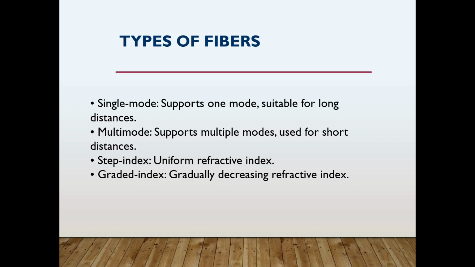The second classification of fibers is based on the index of the optical fiber. The first type is step index fiber. Here, the core has a uniform refractive index. Because of this, light bounces in straight lines. The second type is a graded index fiber. Here, the core refractive index decreases gradually from the center. Because of this, light paths curve and thus reduce dispersion.